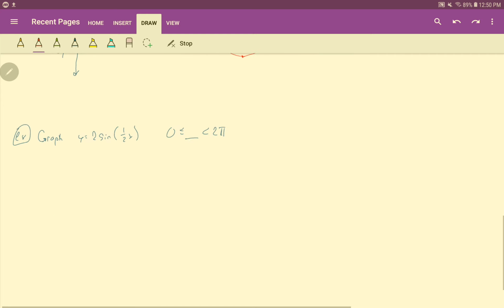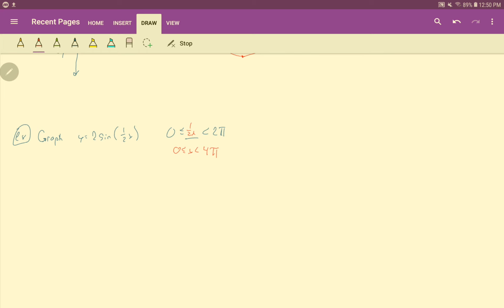So now let's put it all together and do a vertical and horizontal dilation simultaneously. What kind of transformation is the 2 in the front going to do? A vertical stretch. And what will the 1/2 do? A vertical or horizontal stretch as well. So we're going to get stretches in both directions. Again, I'll take what's inside the parentheses, the 1/2 x, put it between 0 and 2 pi, and multiply everything by 2 to get rid of that 1/2, so we get 0 less than or equal to x less than 4 pi.